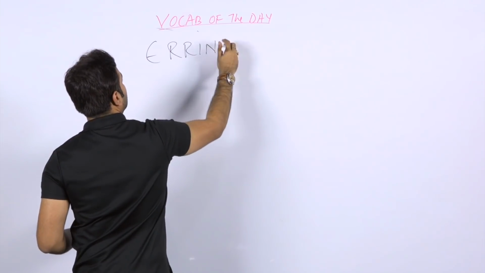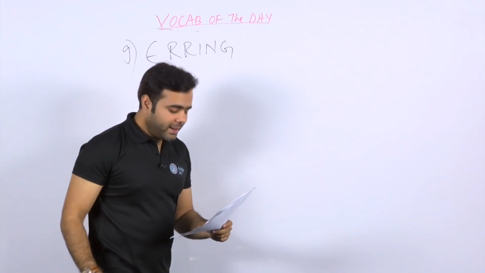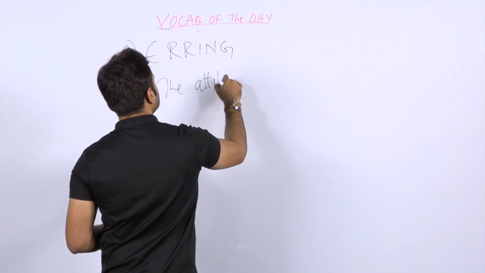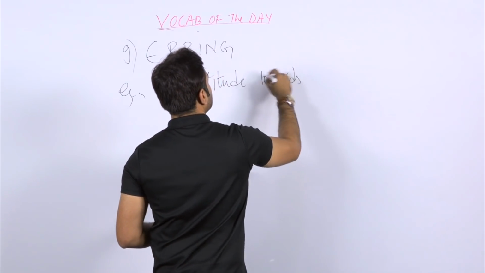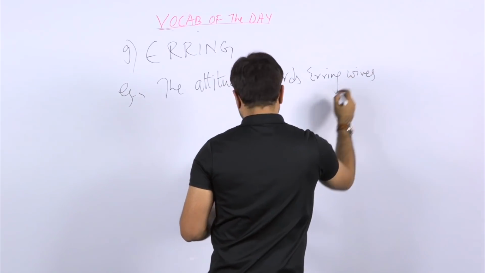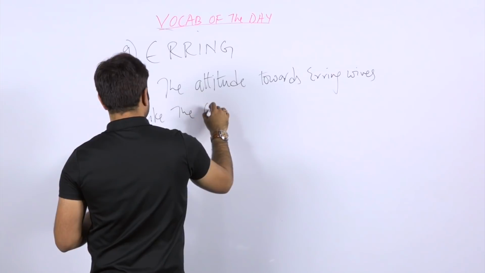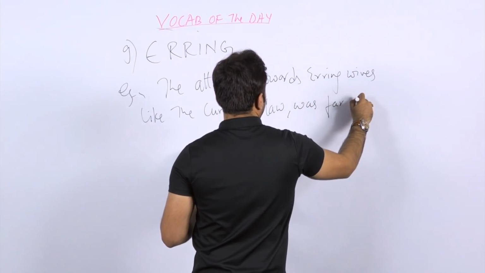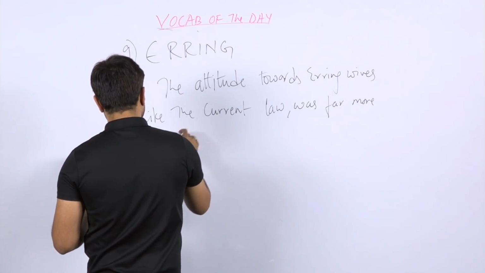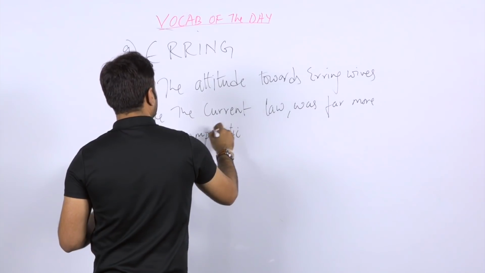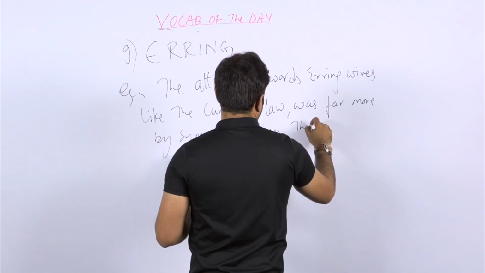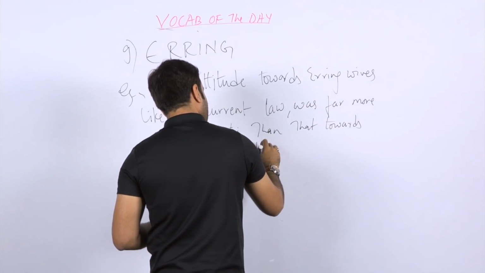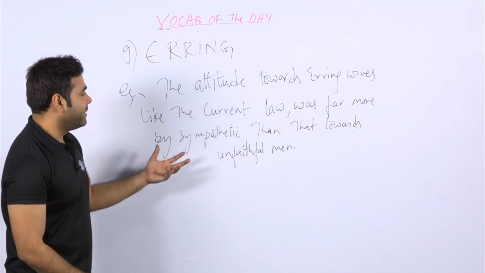It is erring. In fact, I have taken this word many times in my previous shows. The sentence related to erring is very simple. It says, the attitude towards erring wives, like the current law, was far more sympathetic than that towards unfaithful men. And the word unfaithful is pretty much required here. Unfaithful men. Fine. The attitude towards erring wives like the current law.